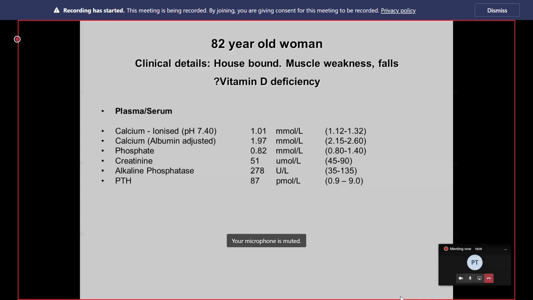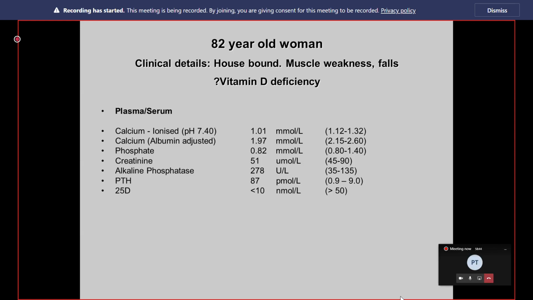So this patient, an 82-year-old woman who lives at home, doesn't go out much, who's weak and has had a fall, question vitamin D deficiency. She's clearly hypocalcemic. Phosphate is low as well. Alkaline phosphatase is raised and PTH is very high. So she's got secondary hyperparathyroidism, and the cause is vitamin D deficiency, clearly vitamin D deficient.